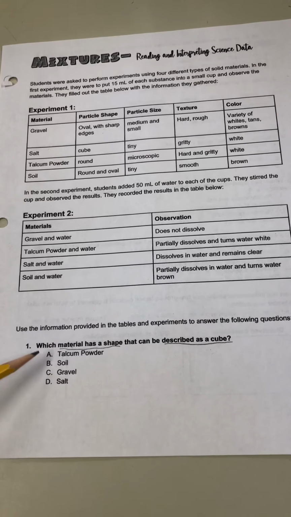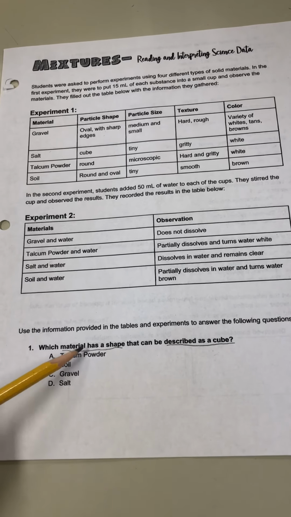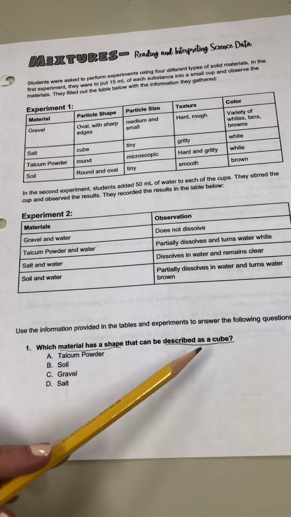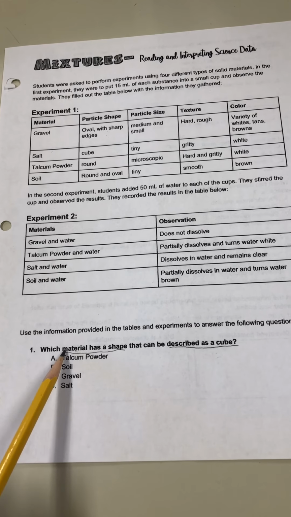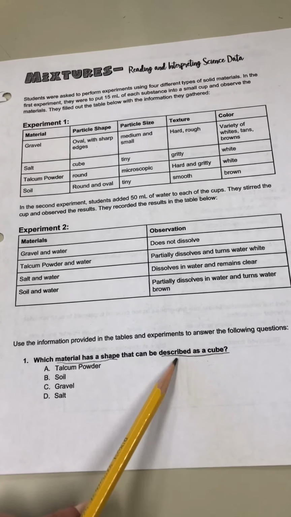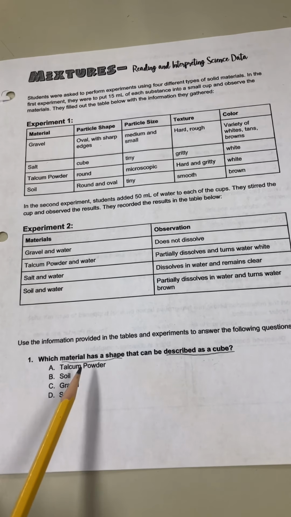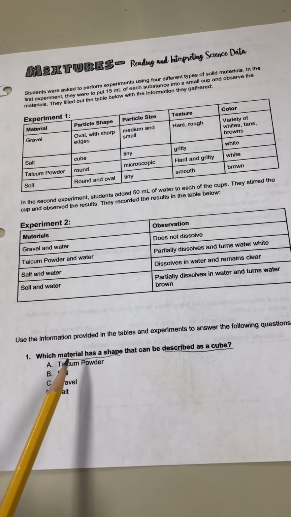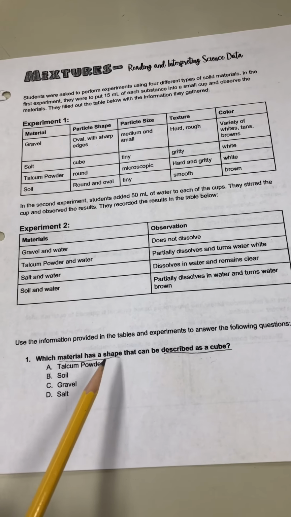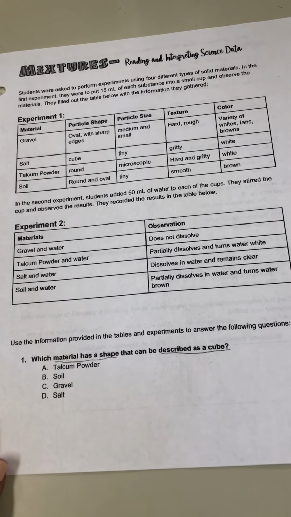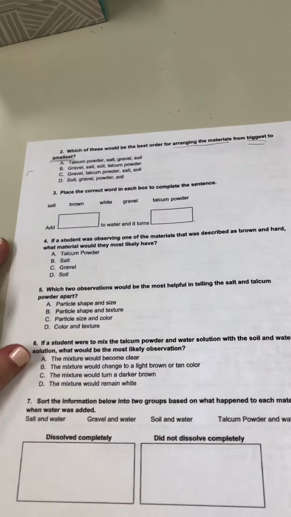Okay, so let's look at number 1. It says, which material has a shape that can be described as a cube? So for this one, I already have it underlined. I want you to underline material has a shape described as cube. When you go back to do this question, you're going to look for the material that has that shape that's described as a cube, all right? So let's go ahead and flip over to your other questions.